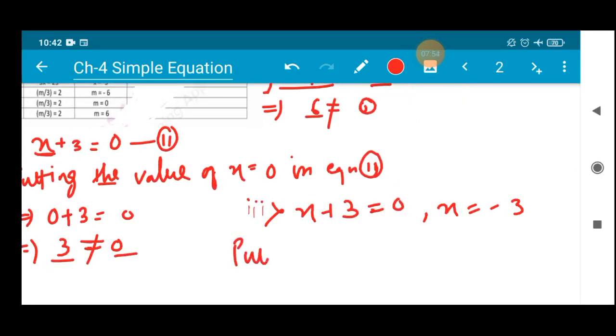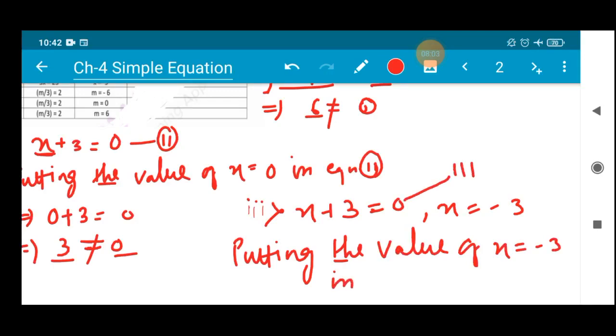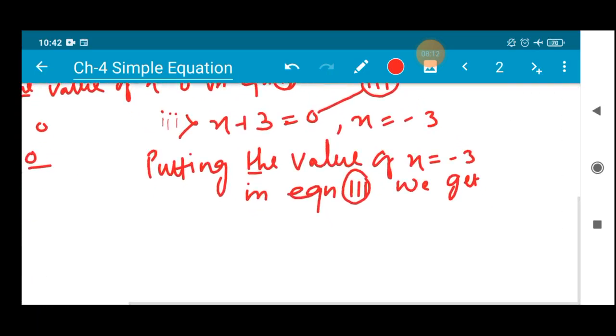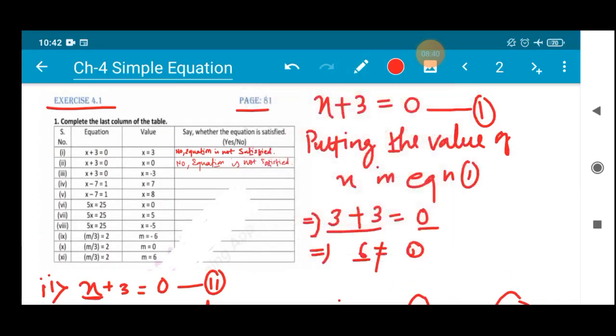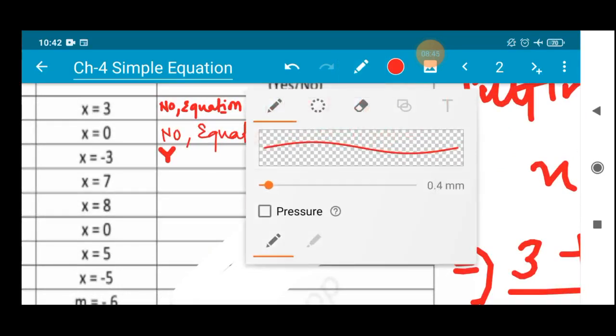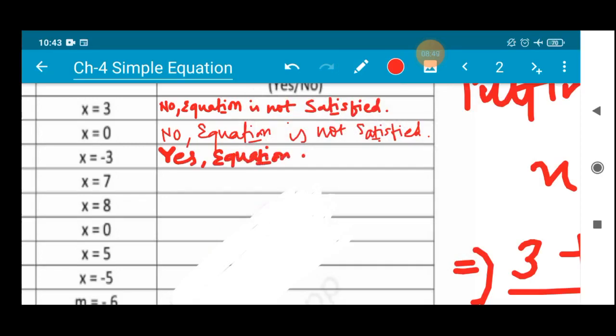Absolutely. Now putting the value of x equal to -3, let us call this equation 3. In equation 3 the x value is -3, plus 3. In class 6 you already dealt with the concept of plus and minus, right? So -3 plus 3 is equal to 0, since minus plus is minus, so 3 minus 3 is 0. So in this case, yes, the equation is satisfied, because both sides are equal, the left-hand side and right-hand side. You write yes, equation is satisfied with the value x equal to -3. Simple thing.